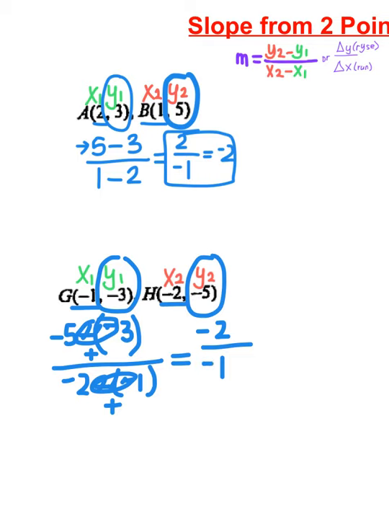I can leave it as negative 2 over negative 1, or it's also the same thing as 2 over 1, both of them being negative or both of them being positive, or if they just put it as 2. So any of those options, depending on what is being asked specifically from you, that's your slope for that.